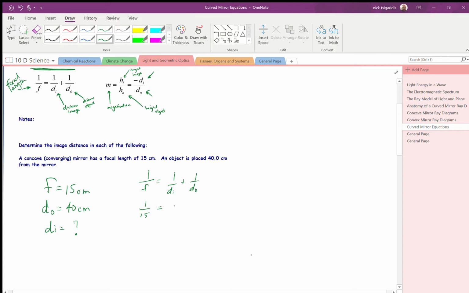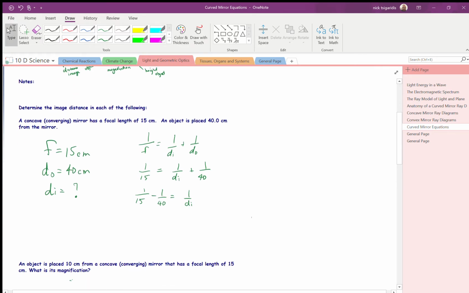So 1 over 15 is equal to 1 over di, which is what we're interested in finding. Remember, we're interested in the distance that the image is, plus 1 over do, which is 40 centimeters. And I said that I wasn't going to put in the units, but I did. In any case, I need to solve for di. So I'm going to bring 1 over 40 over to the other side. So now I have 1 over 15 minus 1 over 40 is equal to 1 over di.